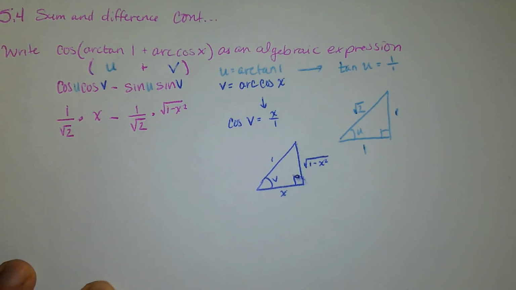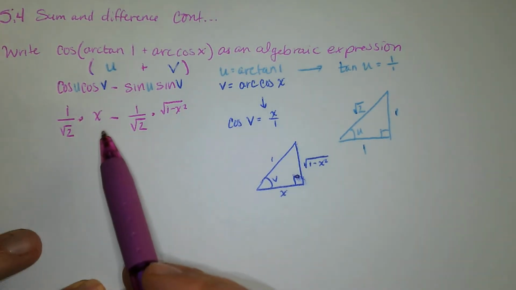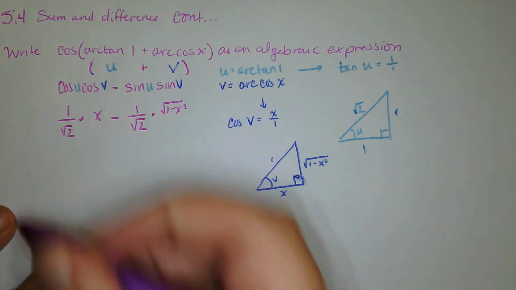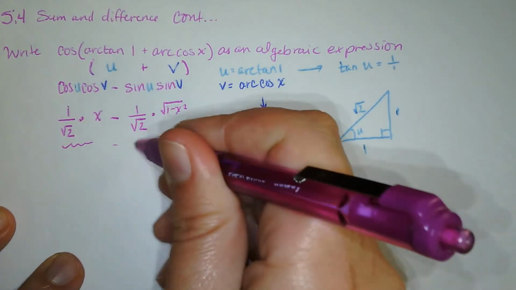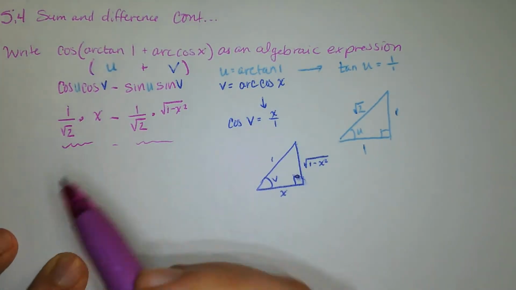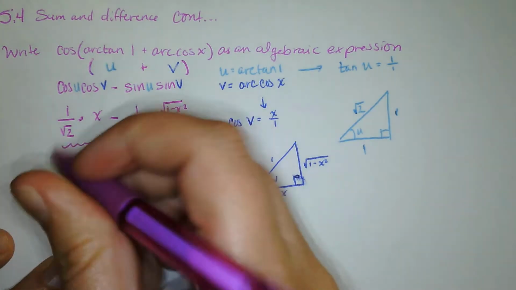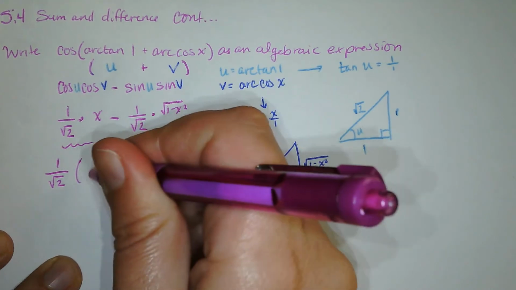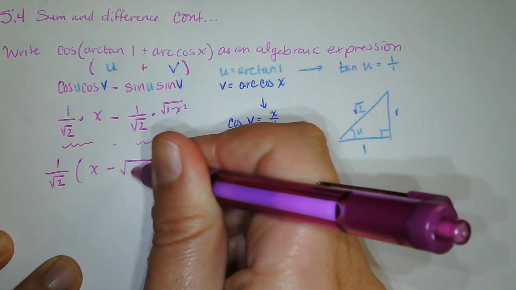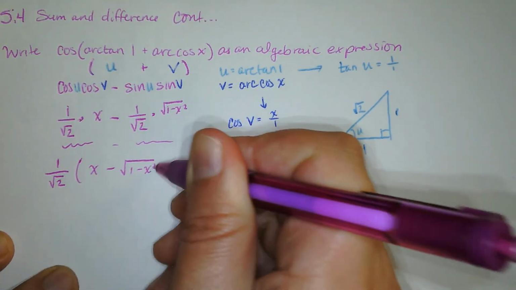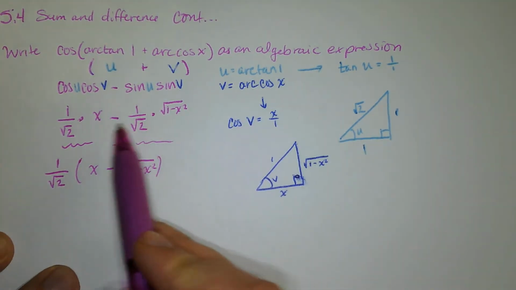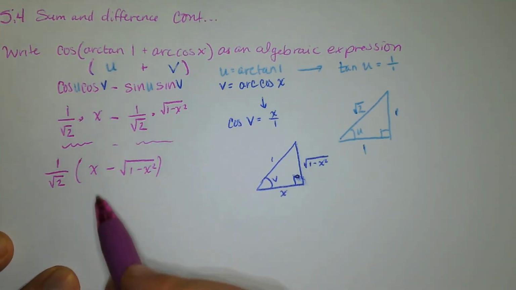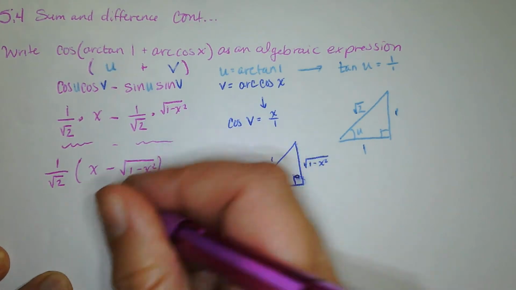So we've gotten rid of the trig. We now have it written algebraically, and all we have to do is make this a little bit neater. I see this as two terms, something minus something, and they both have 1 over the square root of 2, so I'm actually going to pull that out front. 1 over square root 2, leaving behind x minus square root of 1 minus x squared. And now I can just write it out a little bit nicer.